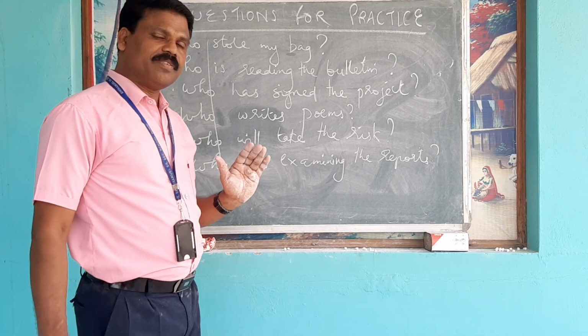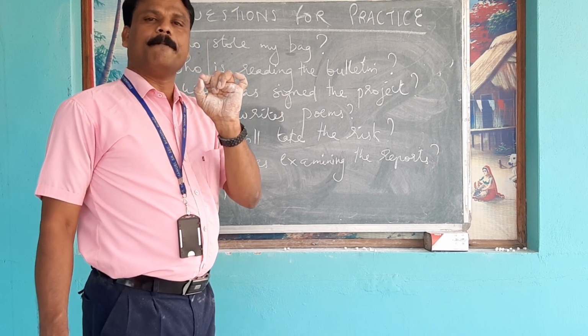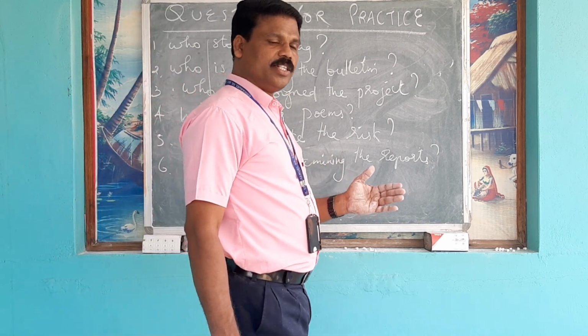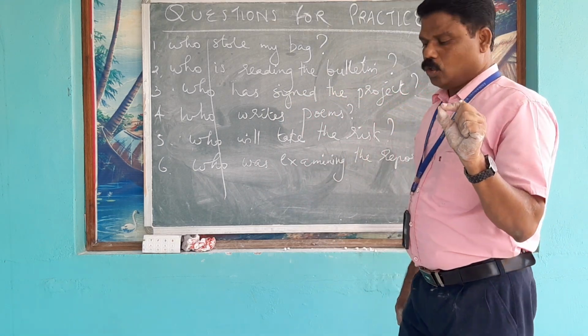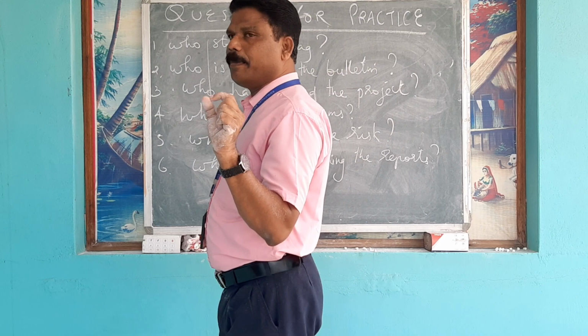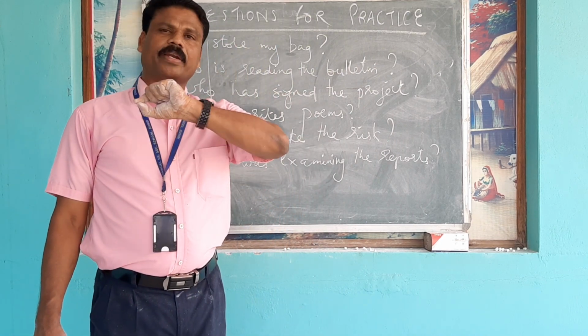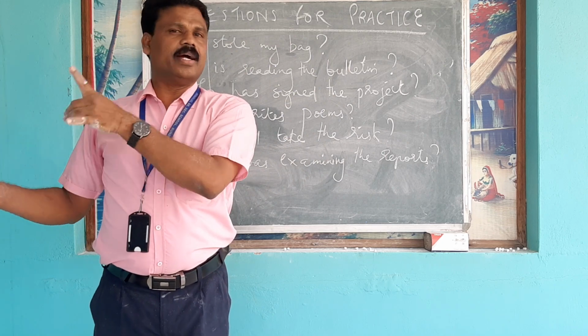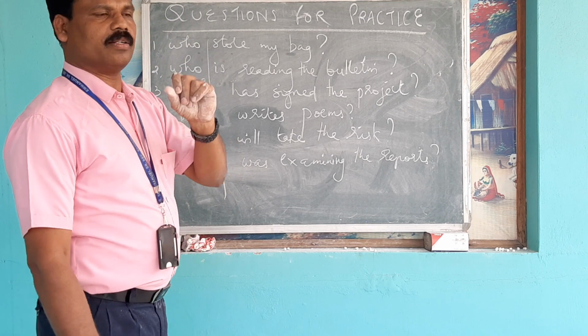With is, am, are, was, were, we add being; with has, have, had, we add been; with modals like will, would, shall, should, can, could, etc., we add be. If it is do, did, does, we do not add be, being, been. If it is do or does, it will be replaced by is or are. If it is did, it will be replaced by was or were.